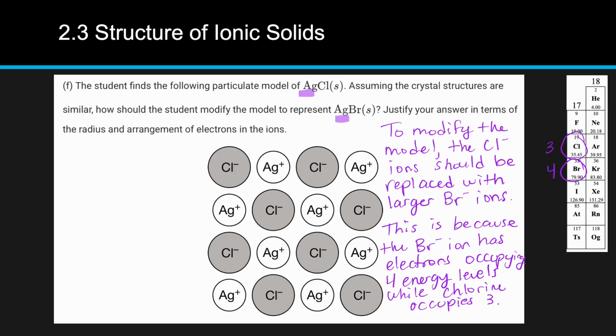Now, part F of this long FRQ was only worth 1 mark, and if you wanted to get that 1 mark, you had to have 2 specific things in your answer. The first thing is you had to say that the bromine ion was larger. So we said that the bromine ion is larger. The next thing you had to say is that it was larger because it occupied more energy levels. So in the second part of our response here, we said this is because the bromine ion has energy levels occupied up to the 4th energy level instead of chlorine that only occupies 3.